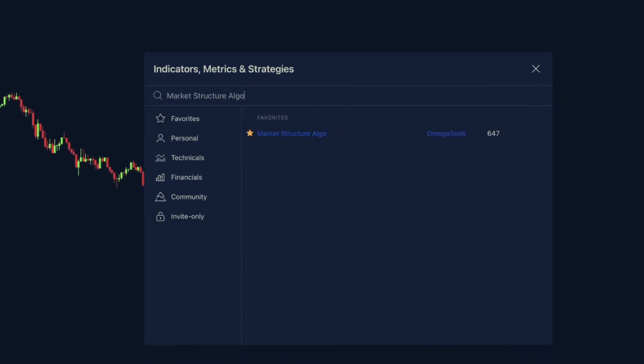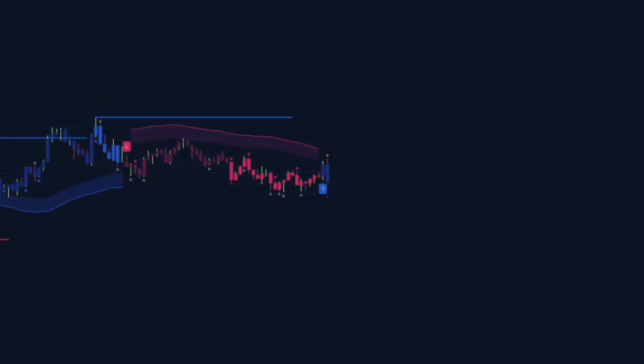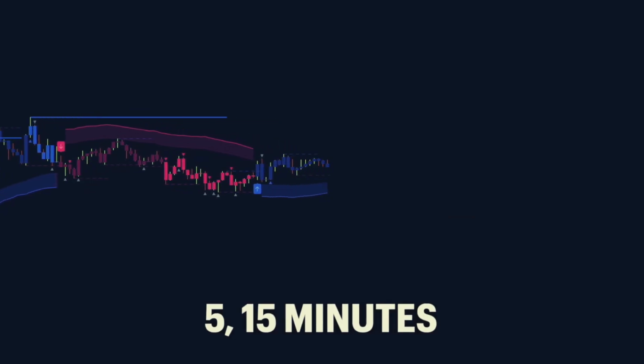Let's kick things off with our 20th essential indicator on the list, the Market Structure Algo by Omega Tools. Not going to lie, this free tool looks like a premium Lux Algo indicator. The Market Structure Algo works best in shorter time frames, like 5 and 15 minutes.